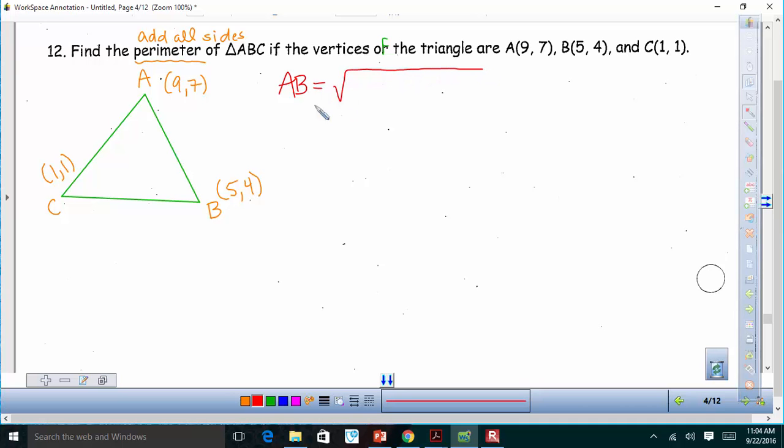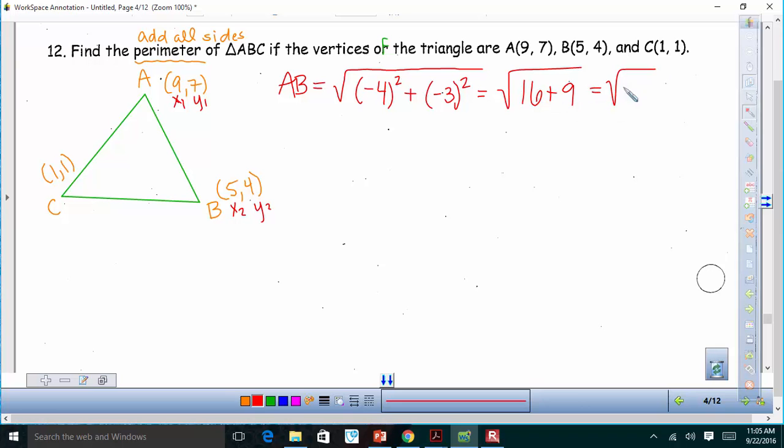And the way we find the length of that is we do the distance formula. So I'm going to label x1, y1, x2, y2. So this is going to be 5 minus 9. What is 5 minus 9? Negative 4 squared plus 4 minus 7. So negative 3. Okay? So this is going to give me negative 4 squared is 16. Negative 3 squared is 9. And so 16 plus 9 is, is there a square root of 25? 5. Very good.